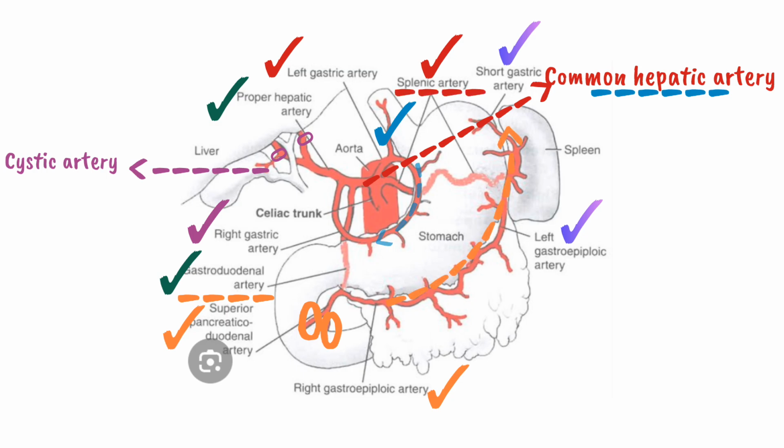There is another anastomosis along the lesser curvature between the left gastric artery and the right gastric artery. So it is all about the celiac trunk.